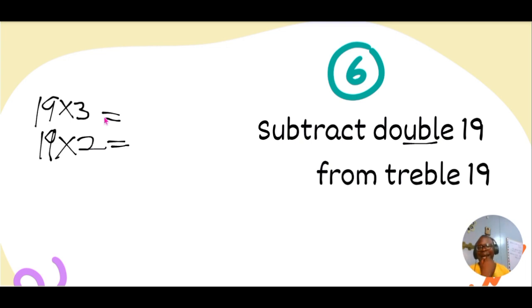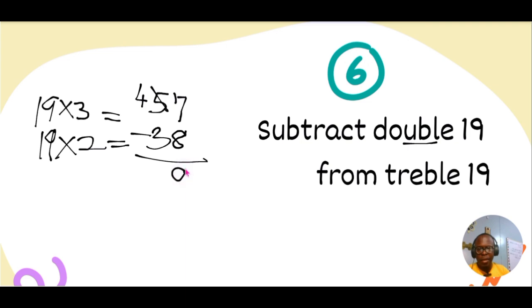Okay, so 19 times 3 should, 9 times 3 is a 27, keep 2, and that is a 57 there. And 19 times 2 should land us as a 38. Okay, so we are taking that away. Borrow, regroup. So this will give us a 9 here. You see that? And then 4 minus 3 is a 1.